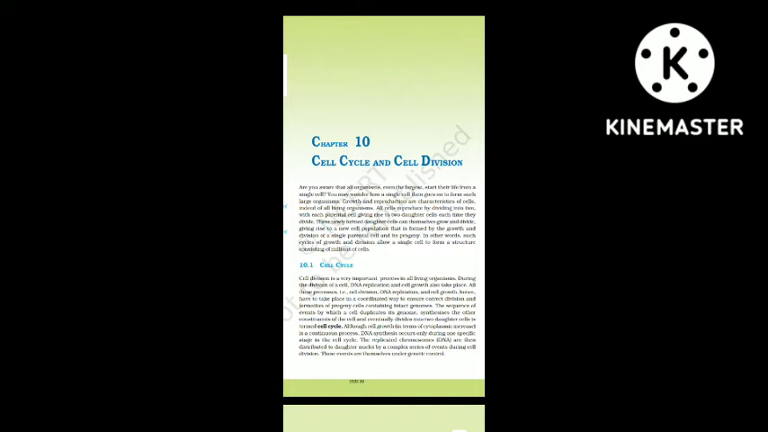All cells reproduce by dividing into two, with each parental cell giving rise to two daughter cells each time they divide. These newly formed daughter cells can themselves grow and divide, giving rise to a new cell population that is formed by the growth and division of a single parental cell and its progeny. In other words, such cycles of growth and division allow a single cell to form a structure consisting of millions of cells. 10.1 Cell cycle.